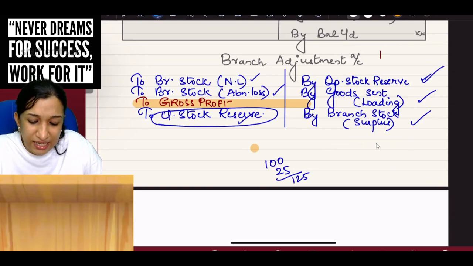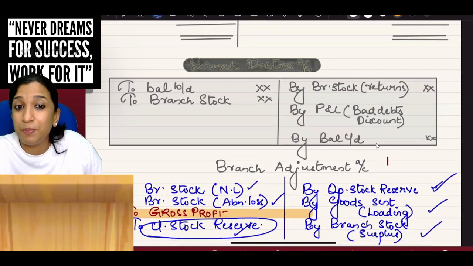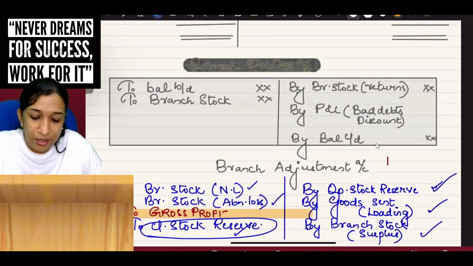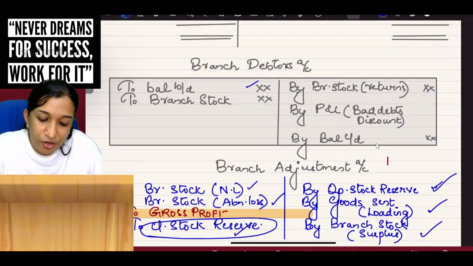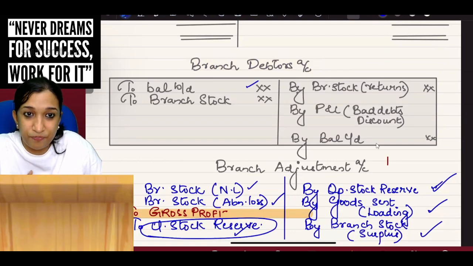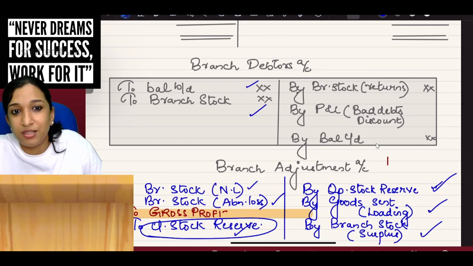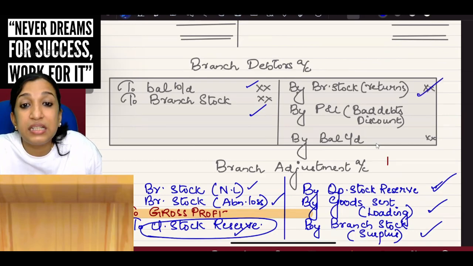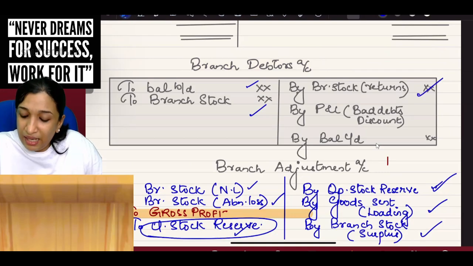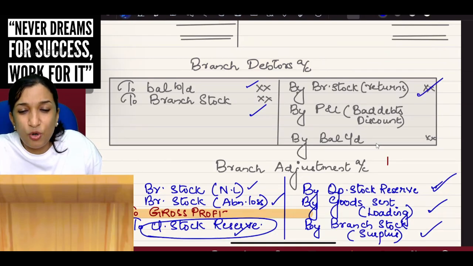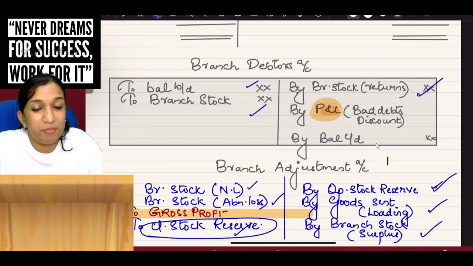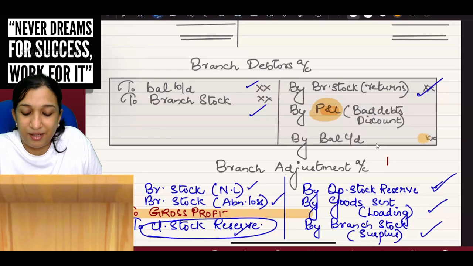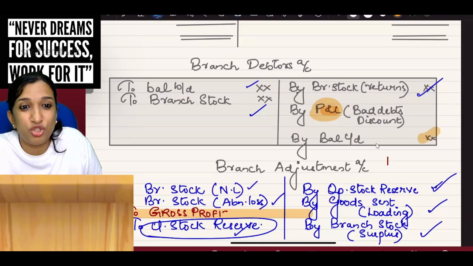Okay. Now the branch debtors account. The branch debtors account is very much okay; I believe it is okay for all of you. It starts with balance brought down, of course, debtors receivables. Then branch debtors to branch stock for credit sales. If there are returns, reverse entry. Now, if there are bad debts or discount, by bad debts and discount to debtors, but we'll write it as by P&L. Then balance carried down. These are the items that will come in the branch debtors account.